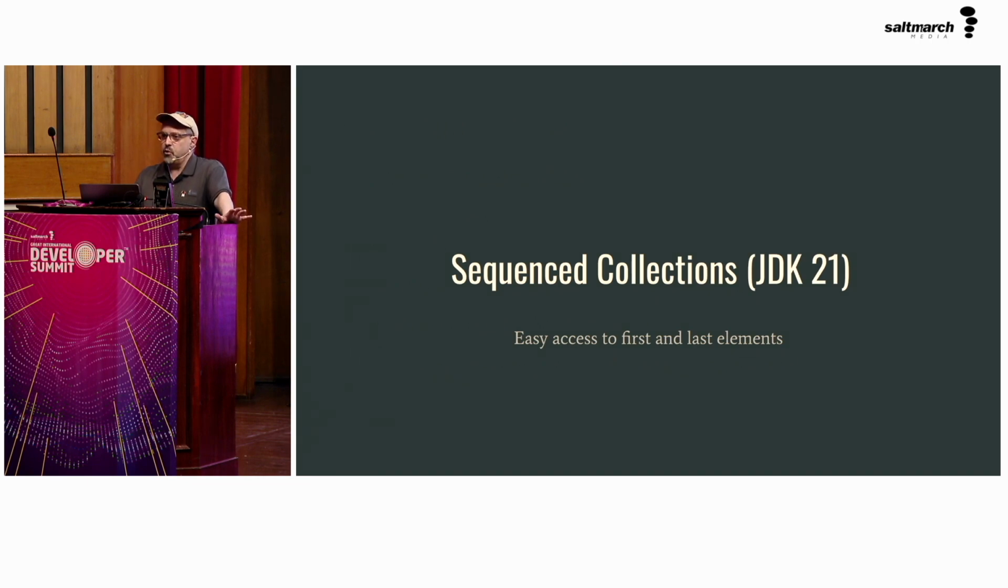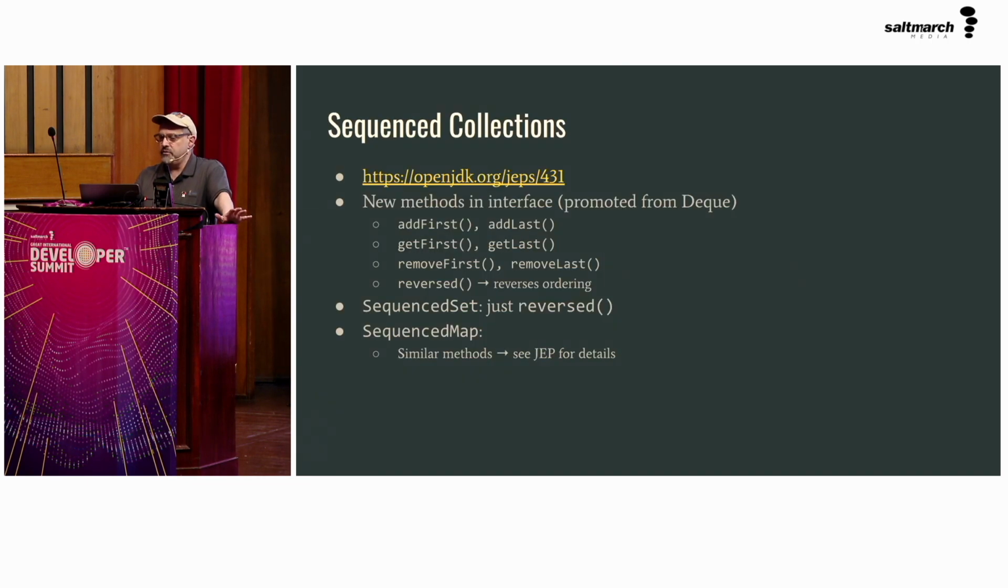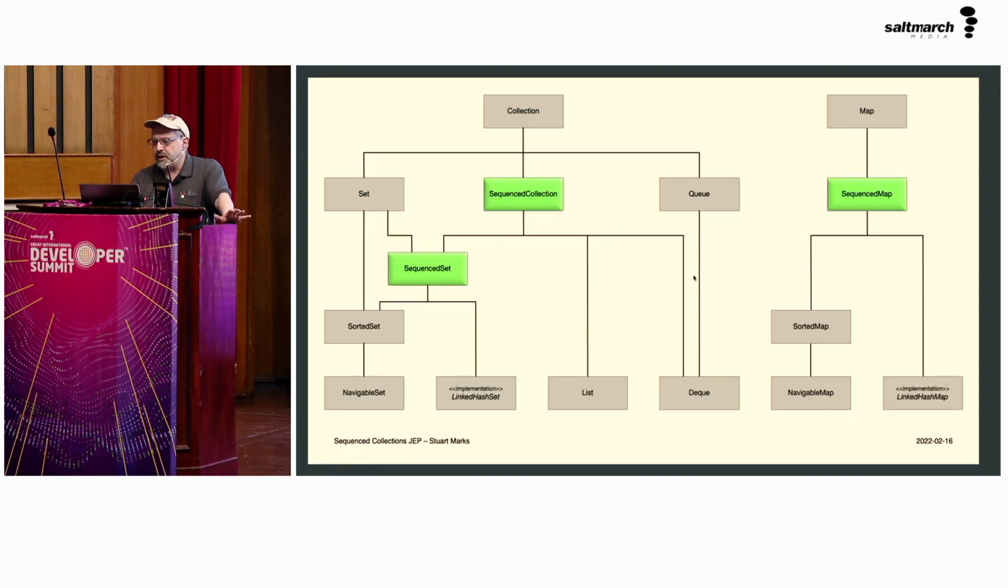The new stuff in 21, there's sequence collections. So the collections all have an add first and add last, or get first and get last, or remove first and last, or reversed. Those are all available now. And these were retrofitted into our class structure. So there's a sequence collection, and list, the one we've been using for years, now has those extra methods in it. Same thing with the sets and with maps, so it's all been integrated in.